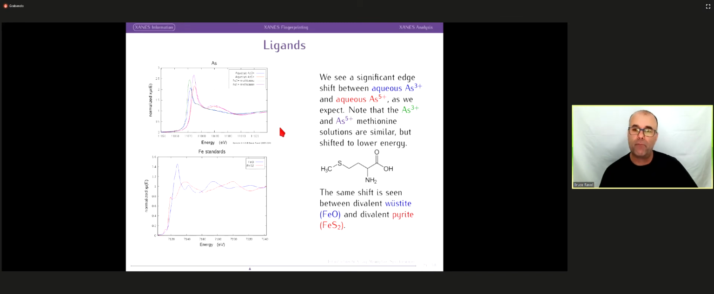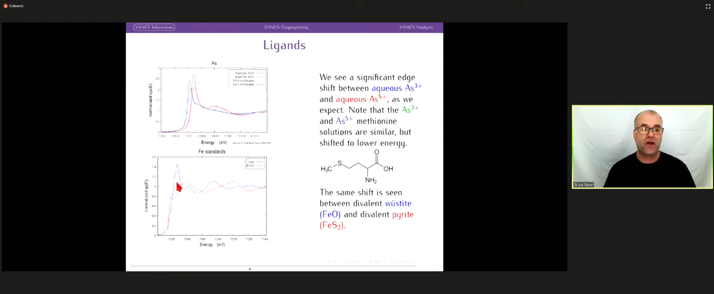Here is a direct example of something about the first question. I'm showing you examples of both arsenic and iron with oxygen or sulfur ligands. You see that for the arsenic, 3+ and 5+, the blue and red are the oxygen-bound arsenic. The green and purple are the sulfur-bound arsenic. They show the same behavior in terms of a step up in edge energy, but the edges happen at slightly different energies because of the difference in chemistry between oxygen and sulfur.